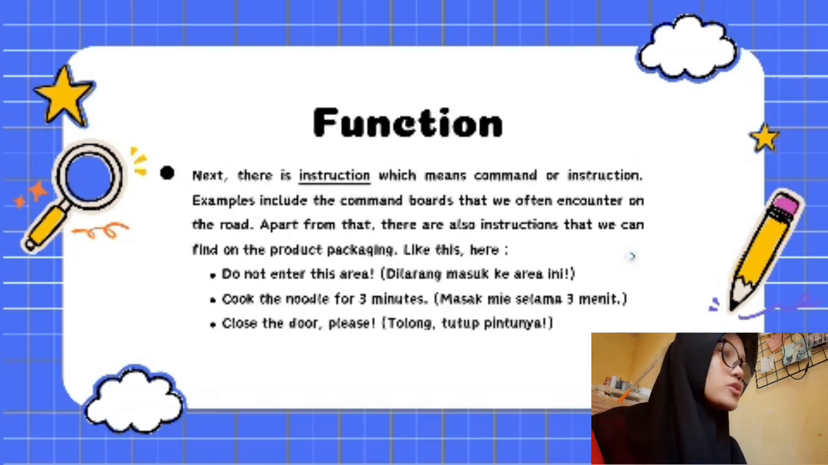Next, function number 3 is instruction. Examples include the common signs that we often encounter on the road. Apart from that, there are also instructions that we can find on product packaging, like these. Number 1, do not enter this area. Number 2, cook the noodles for 3 minutes. Number 3, the last, close the door please.